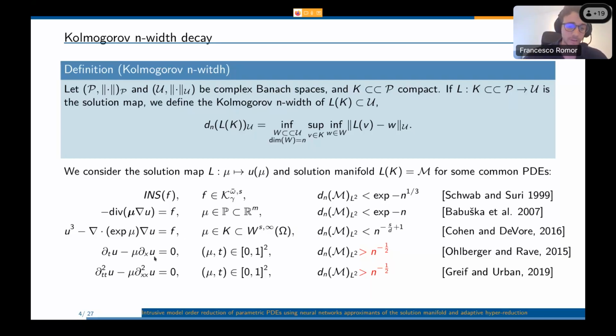Yeah, and also, as I said, this problem of slow Kolmogorov n-width decay affects not only advection-dominated problems, but a lot of applications. Like, for example, problems with a parameterization that changes the computational domain, or more complex models with complex dynamics and smaller scales in your dynamics, etc.